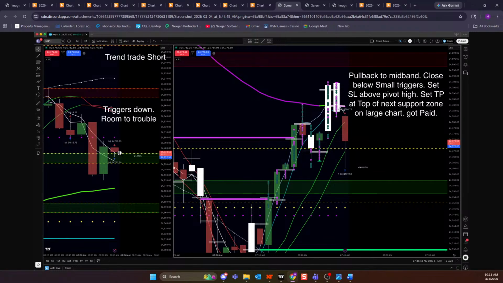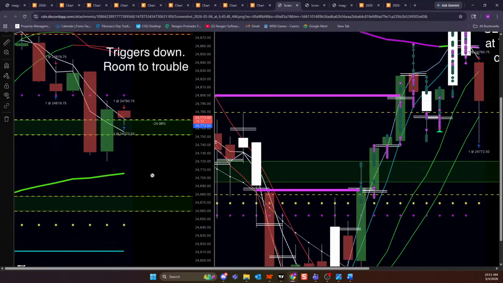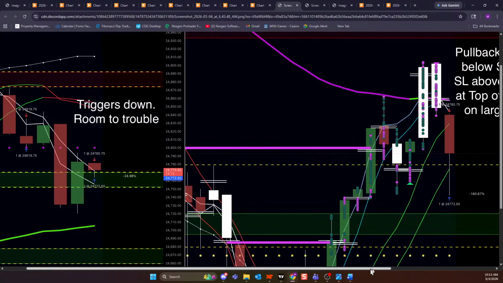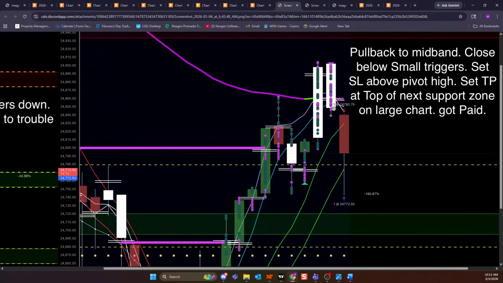Papa, is this you? Does everybody see it? The triggers are down. Absolutely. And in the moment, you're like, oh, he traded directly into trouble, but he didn't. Papa put some dotted lines on trouble and said, man, if I get my entry, and that is such a beautiful entry, I've got room to get there.